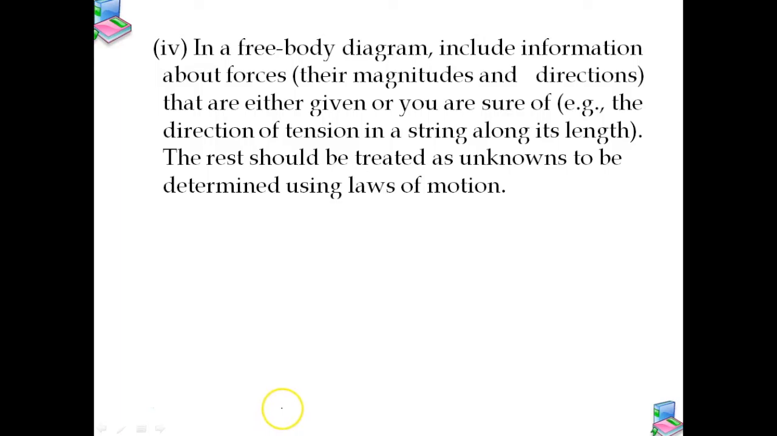In the fourth step, in a free body diagram, include information about forces, their magnitudes and directions that are either given or you are sure. Example, the direction of tension in the string along its length. The rest should be treated as unknowns to be determined using the laws of motion. So whenever you draw a free body diagram, you write down the information about various forces, like their magnitudes and directions.